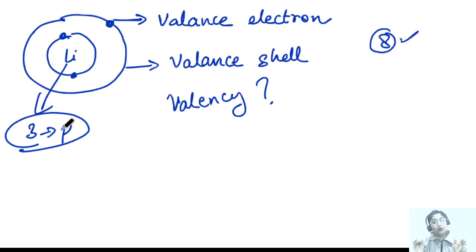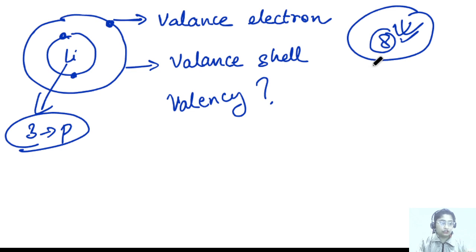It can hold 3 electrons only. So even if I'm giving 8 electrons that can be adjusted in the outermost shell, lithium cannot hold it. If you say, oh lithium, please take 7 electrons, lithium will reject it. I cannot hold 7 electrons. But lithium is still not stable.